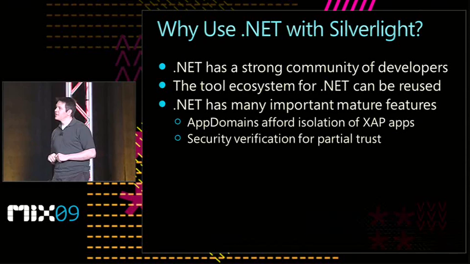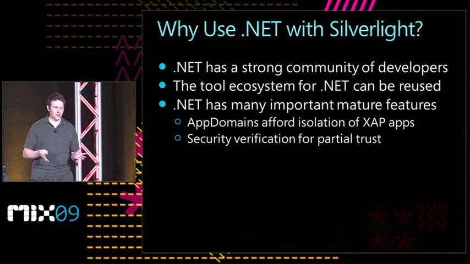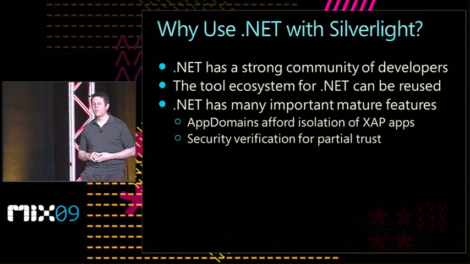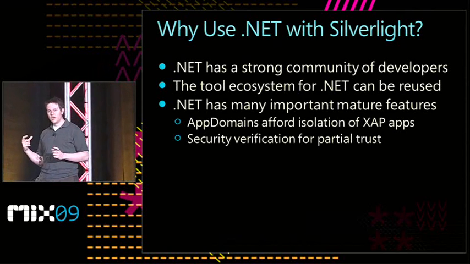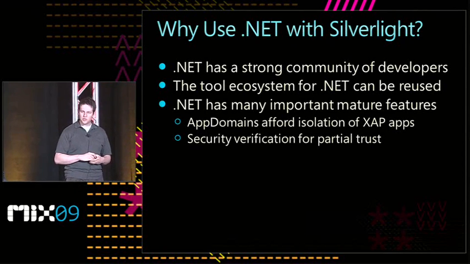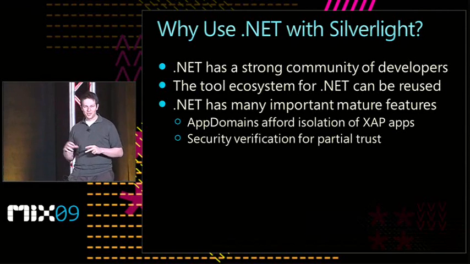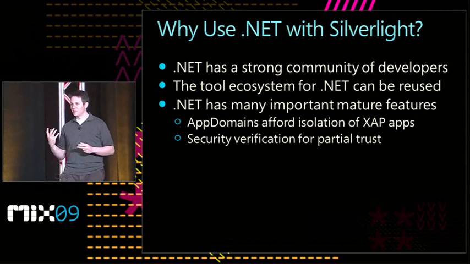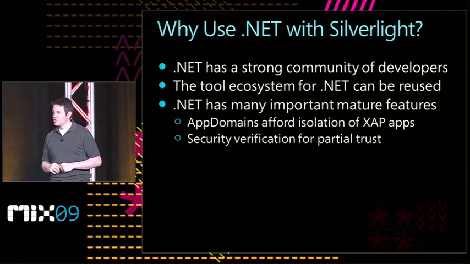And then next, .NET has a lot of important and mature features. .NET is now about 10 years old. It's been in development for quite a while. It has security, code access security, that lets you run partial trust code. And even prior to the introduction of Silverlight, we had the ability to run controls on .NET in partial trust, even in the browser. And so that's a programming model that already exists, and the technology is fairly mature.